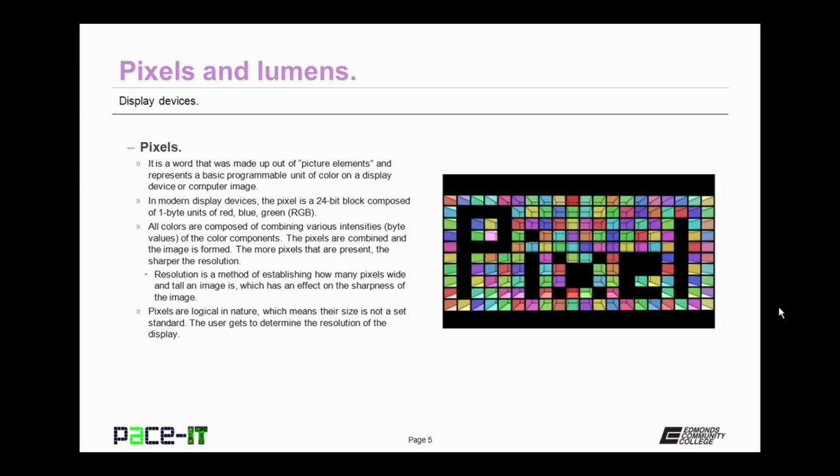The more pixels that are present, the sharper the resolution. Now, resolution is a method of establishing how many pixels wide and tall an image is, which has an effect on the sharpness of the image. Pixels are logical in nature, which means that their size is not a set standard. In most cases, you, the user, can determine the resolution of the display.